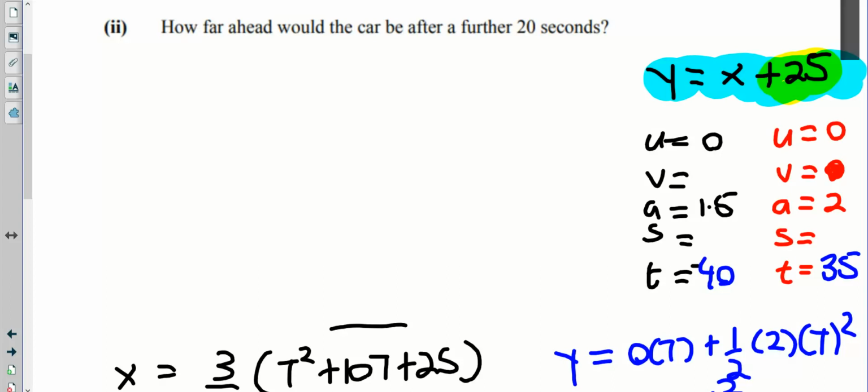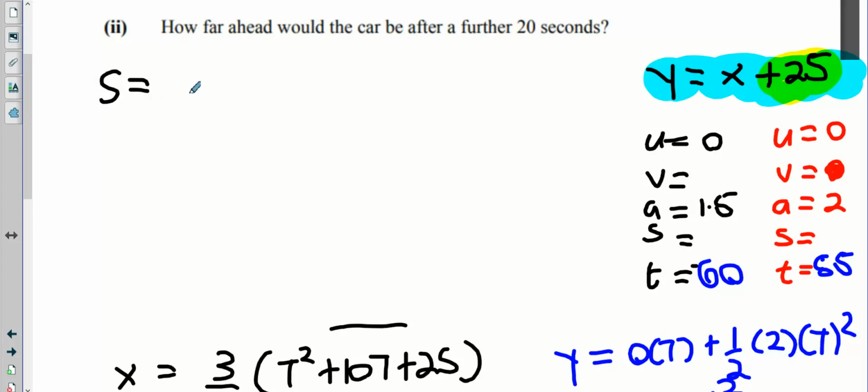Everybody agrees with that? Fast forward 20 seconds into the future. I think I have a quicker way of doing this. What's 20 seconds in the future? 60 and 55. Okay. Now there is a trick here. There was one person who did this, but you forgot the extra 25. That's what got you. So what I'm going to do is figure out how far the van traveled, and then how far the car traveled. I'm going to compare the two of them. Okay? So let's go for the van first.